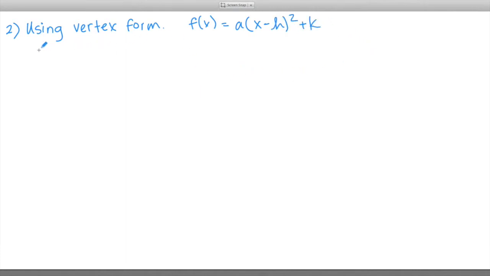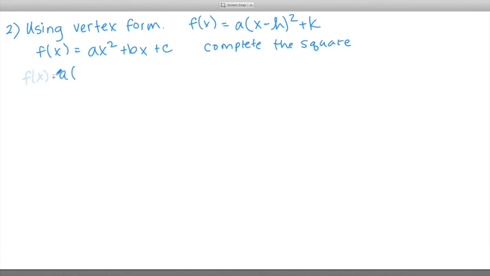So h is your x-coordinate, k is your y-coordinate. But if we look at the general form for the parabola, f of x is equal to ax squared plus bx plus c, we can put it into vertex form to see if we can find the vertex in terms of a, b, and c. To do that, first we need to separate the coefficient from the x squared term.